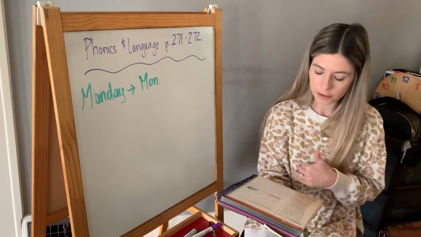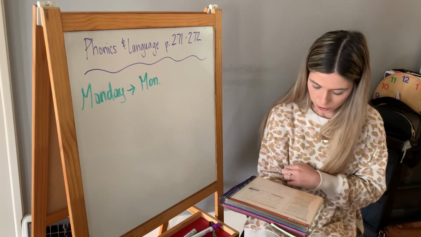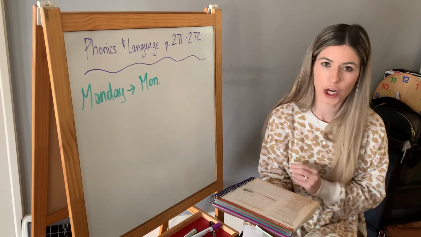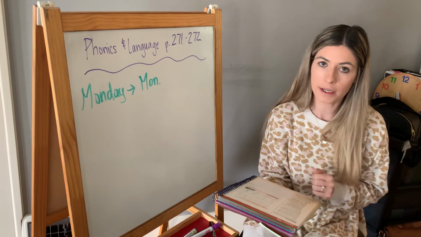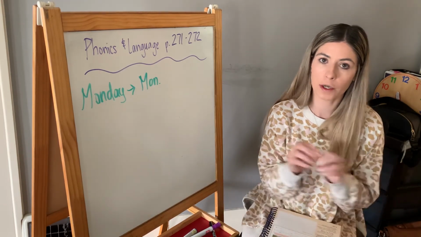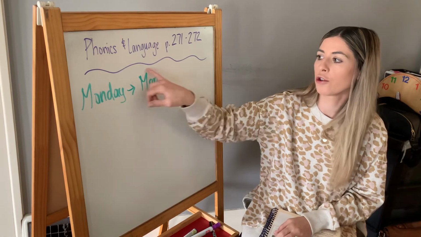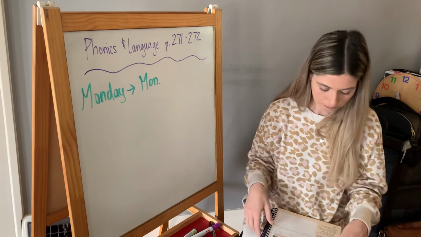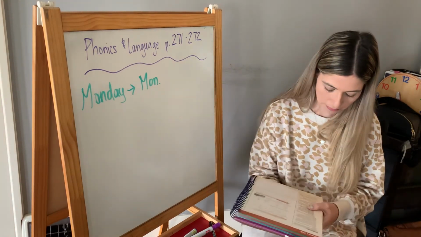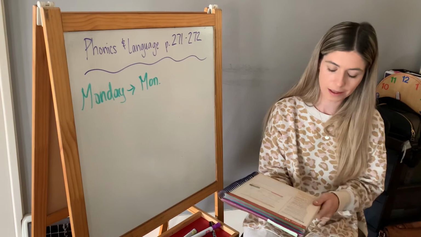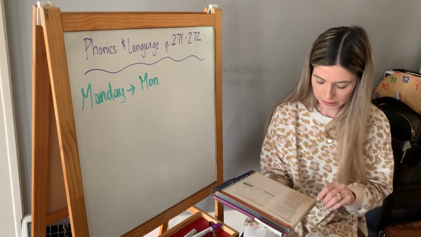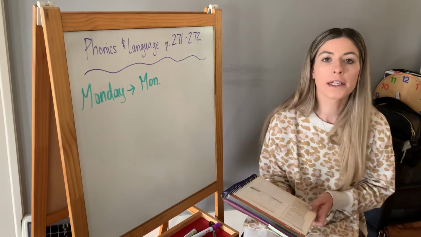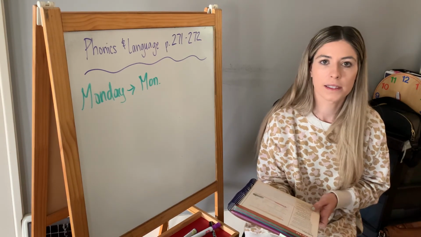Okay. Now we're going to do dictation. I am going to say 2 words and I want you to write the contraction. Now the contraction is the shorter way of writing 2 words put together. Abbreviation is the shorter way of writing 1 word. Contraction is the shorter way of writing 2 words put together. You take out some letters and you put an apostrophe where those missing letters were.